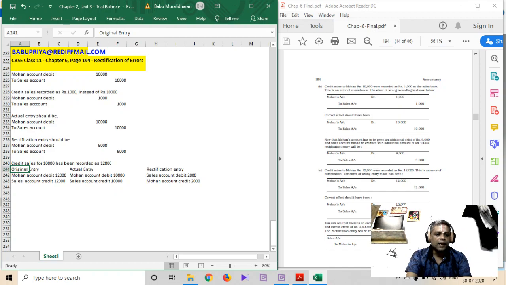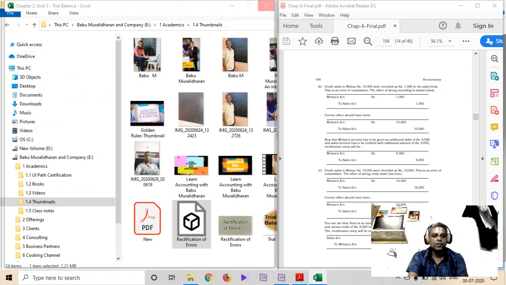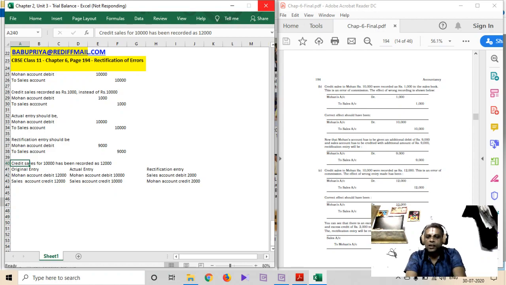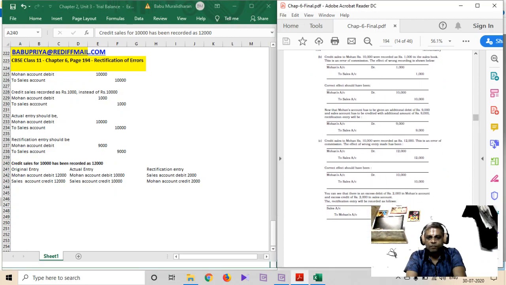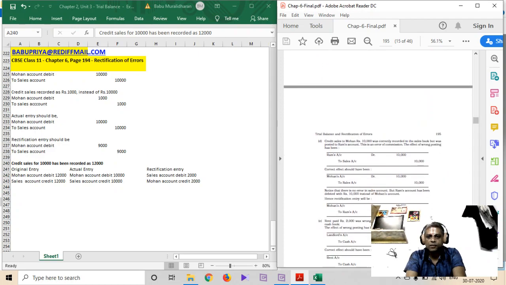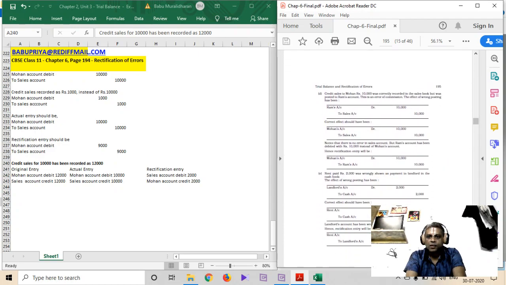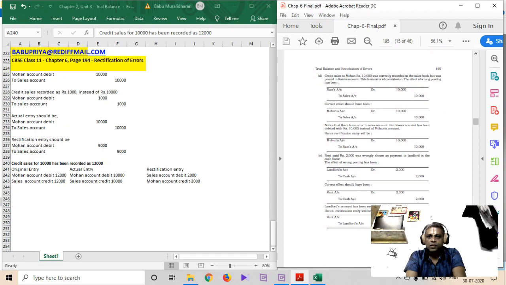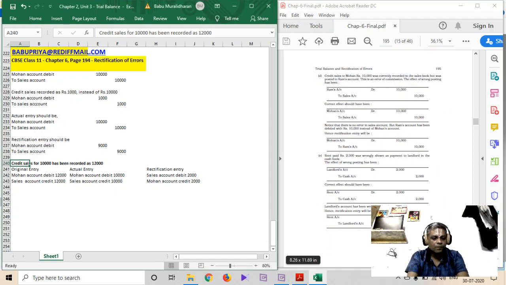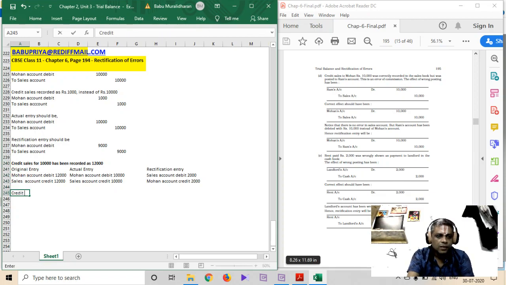Let's get into the next one, right? Here, credit sales to Mohan wrongly posted to Ram account. So what is the original entry, what is the actual entry, and what is the rectification entry?